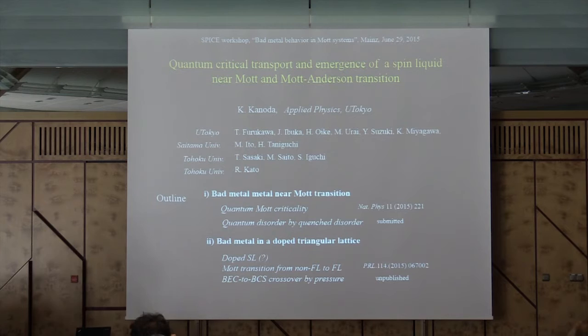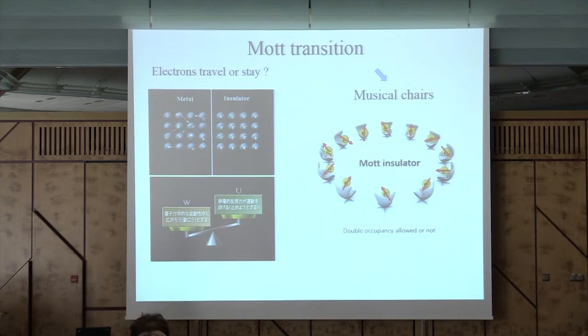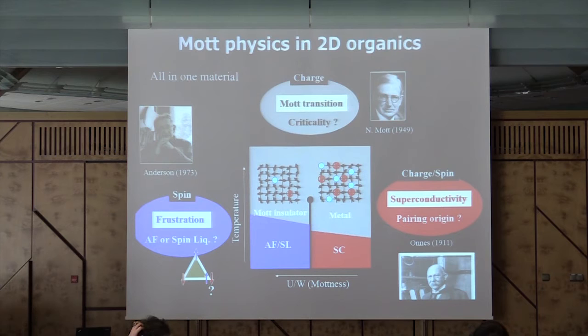Okay, Mott transition is nothing but musical chairs, in the case that the number of chairs is exactly the same as the number of the particles. And if double occupancy is allowed, the particles can move around. That is a Mott transition. And in solid state, the electrons behave like a wave, so quantum stuff. So at low temperatures, you have a variety of phases in the vicinity of the transition.